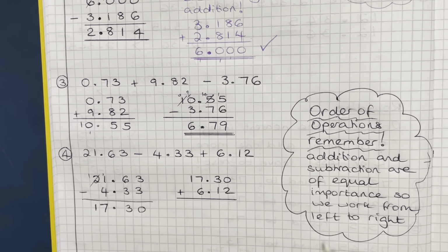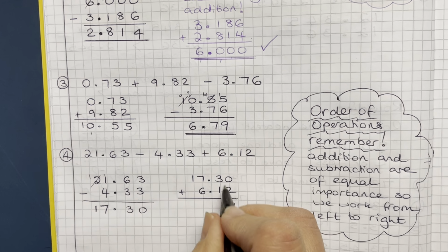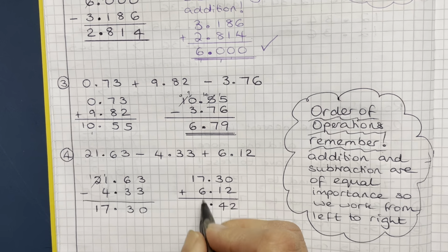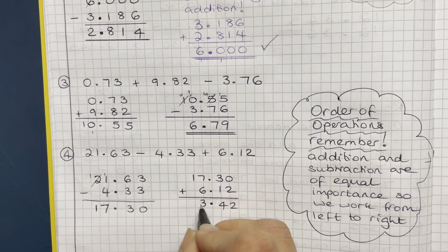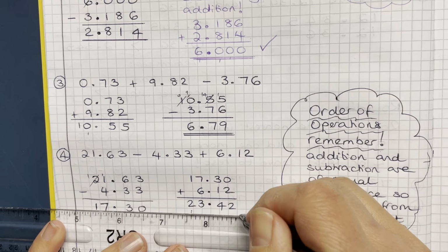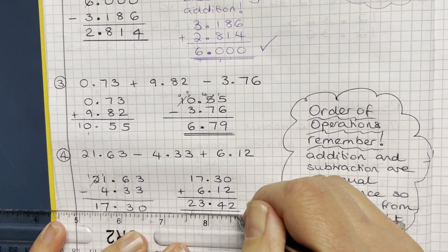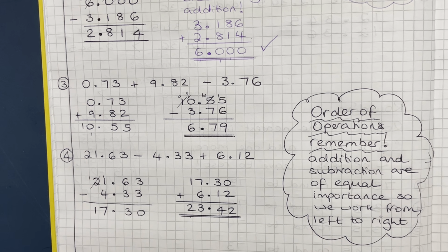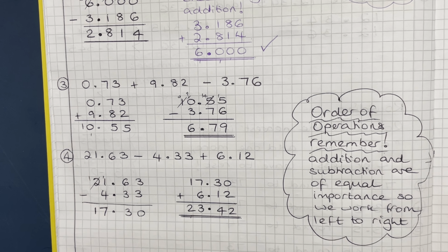Nearly there. 0 plus 2 is 2. 3 plus 1 is 4. Carry my decimal point down nice and neatly. 7 plus 6 is 13. Carry the 1. 1 plus 1 is 2. And we get the answer of 23.42. So that is the conclusion of our addition and subtraction of decimals.